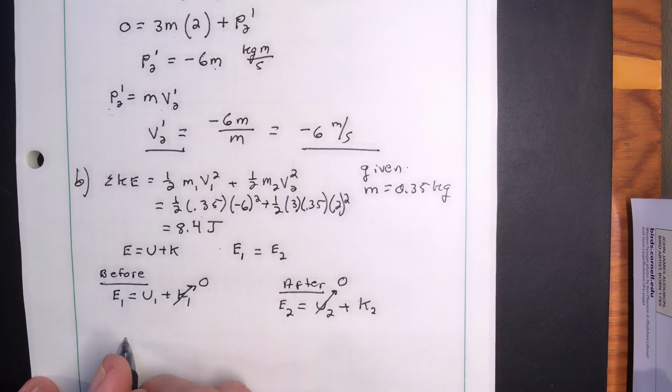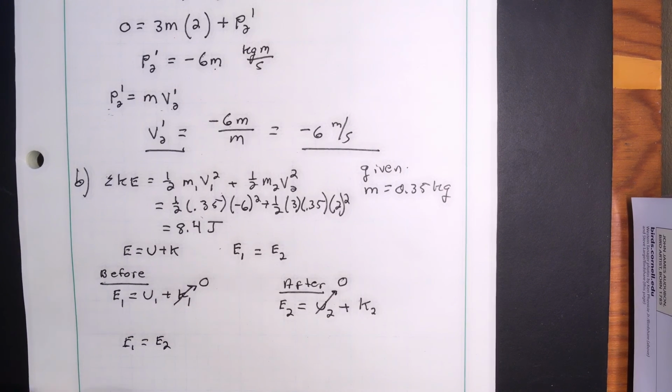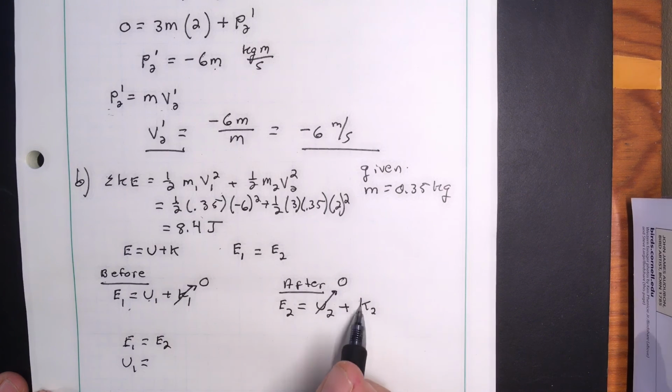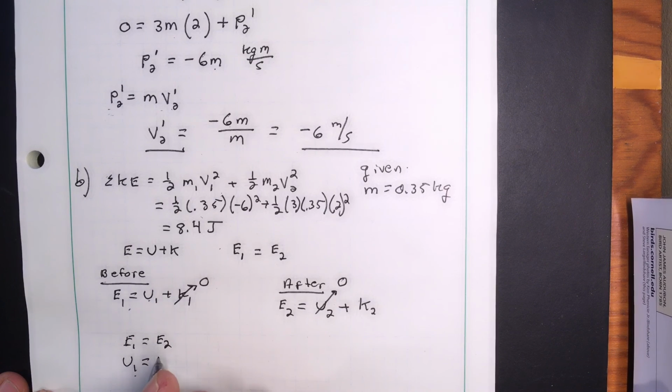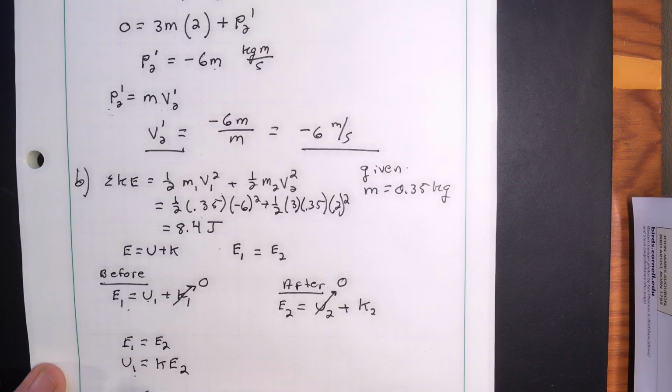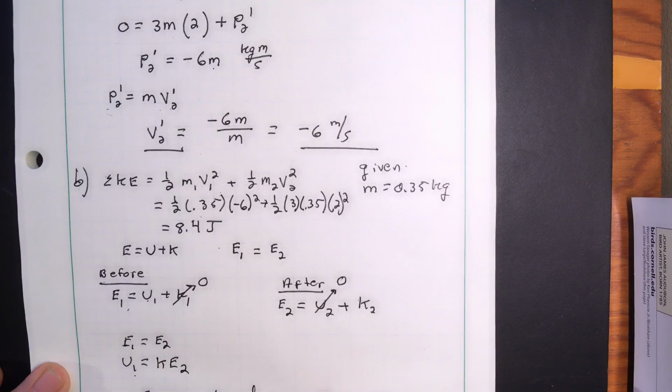Now, remember, the total mechanical energy before has to equal the total mechanical energy after. So the potential energy of the spring before the cord is cut must equal the kinetic energy after it's cut. So that means the energy stored in the spring before it's cut is 8.4 joules.